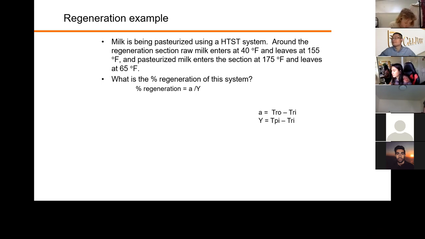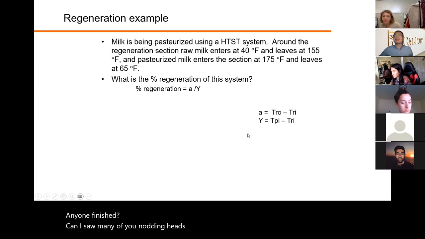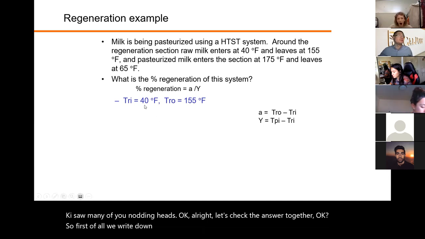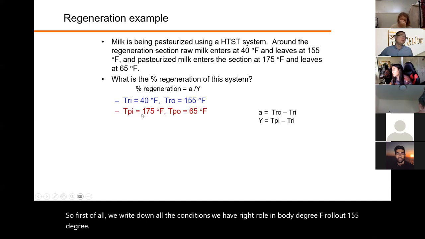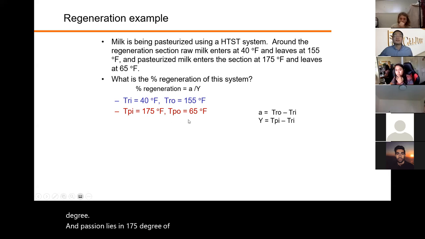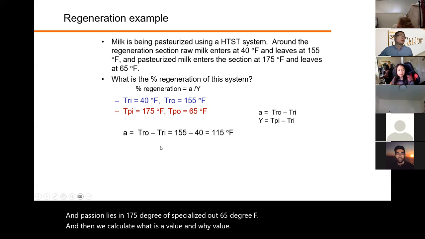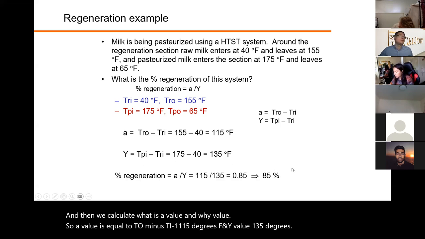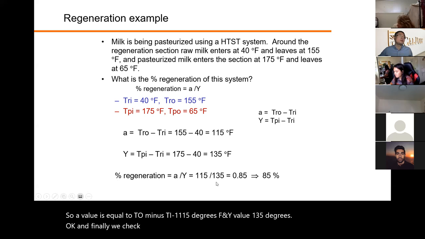Anyone finished? Okay, I saw many of you nodding. All right, let's check the answer together. First of all, we write down all the conditions we have, right? Raw in 40 degrees F, raw out 155 degrees F, and pasteurized in 175 degrees F, pasteurized out 65 degrees F. Then we calculate the A value and Y value. The A value is equal to TRO minus TRI, 115 degrees F, and the Y value is 135 degrees F. Finally, we divide them and get 85 percent. Everyone got it?